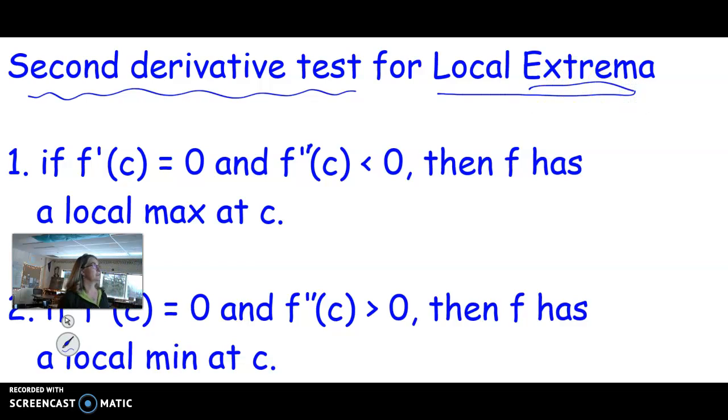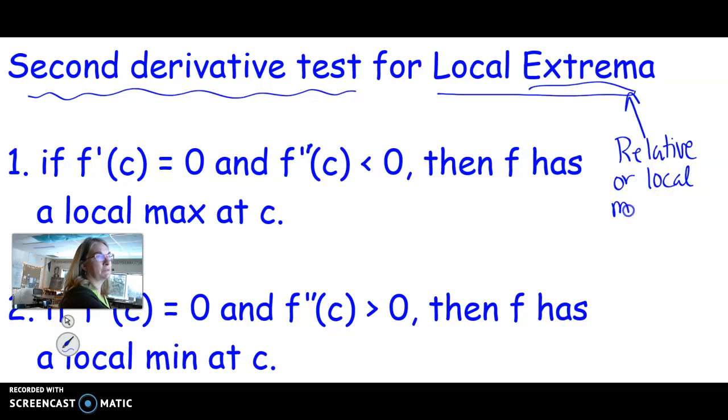Think to yourself. Local extrema means relative, or could be global or absolute. Relative or local mean the same thing. Maximums and minimums. Here's how you're going to do it. You are going to use the second derivative test today, but you can also always fall back to the first derivative test to determine if you have local extrema. We're going to do both here so you can see how they compare.